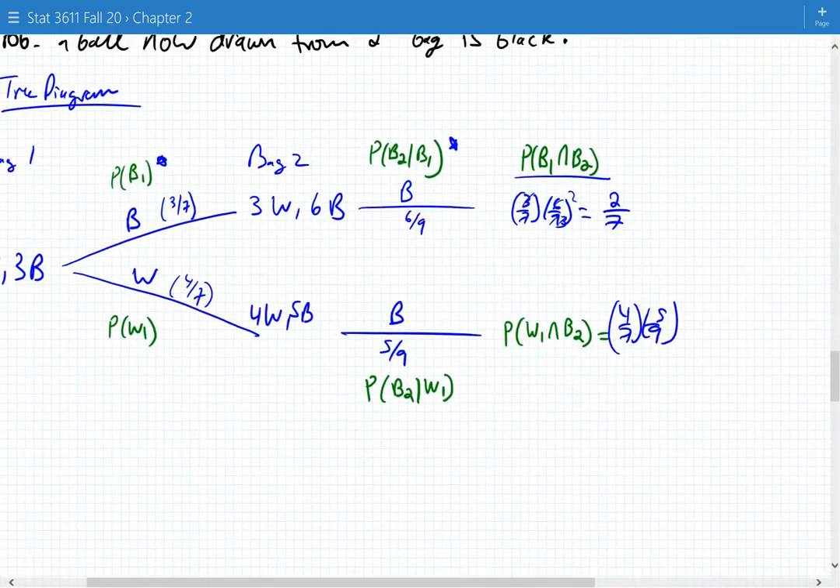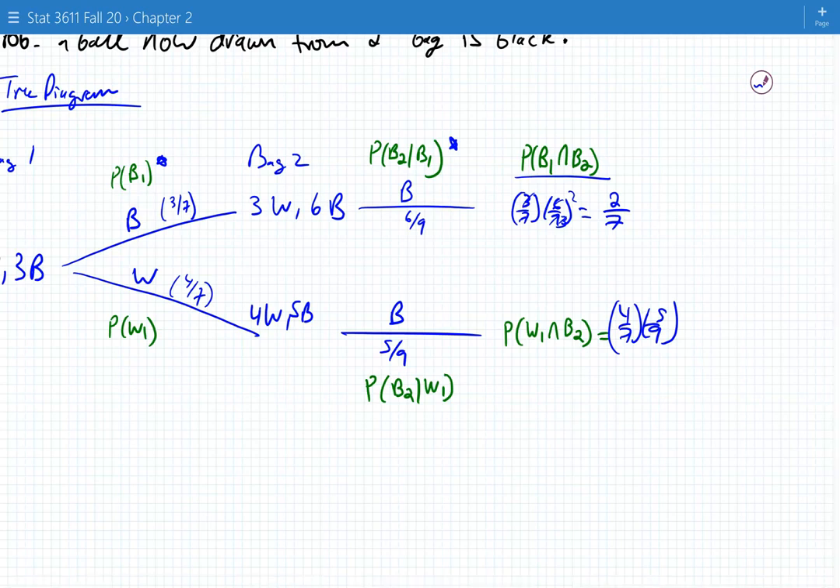And so what is that? We'll add this together here. But it doesn't look like that reduces down too much. So 4 times 5 is 20, over 63. 20 over 63.